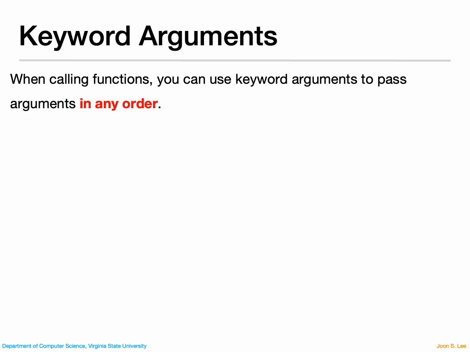When we call functions in Python, we normally pass arguments in the exact order the parameters were defined, but Python also gives us a more flexible option. We can use keyword arguments. A keyword argument is when we explicitly name the parameter while calling the function. This means the order no longer matters because Python matches values by name, not by position.